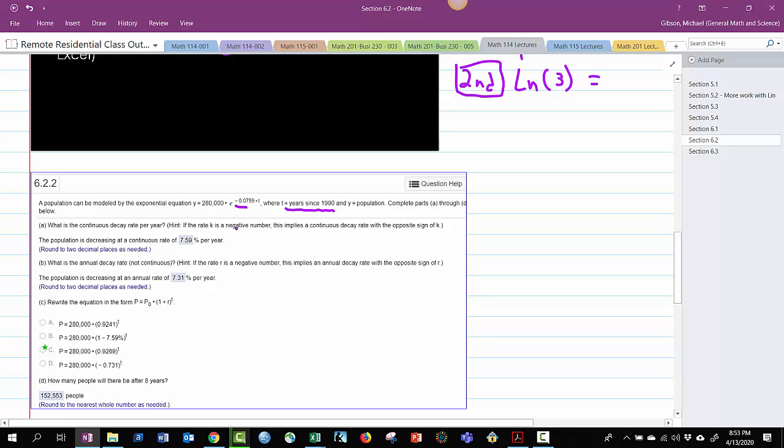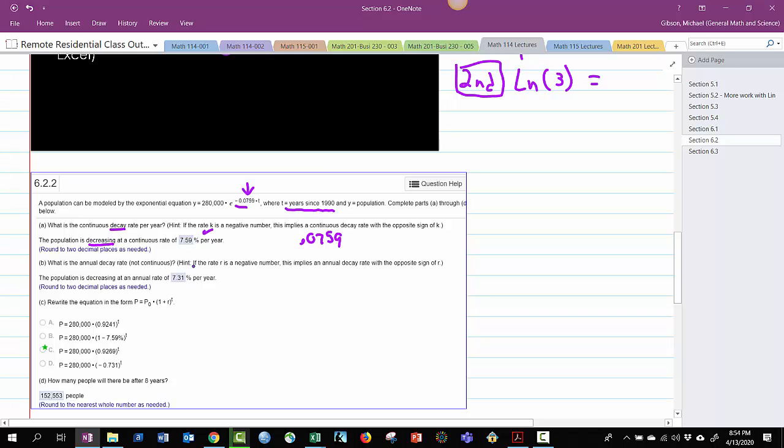Okay, so the rate, remember, is just the k. It's this number right here. Since they've already said decay, and the population is decreasing, get rid of the minus sign, so it's decreasing at 0.0759, 7.59%. What is the annual decay rate, not continuous?